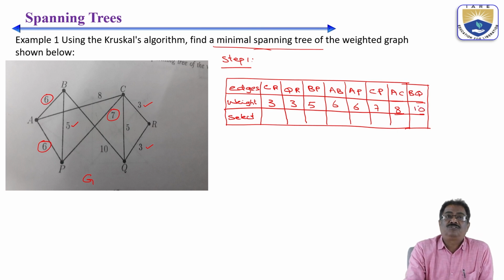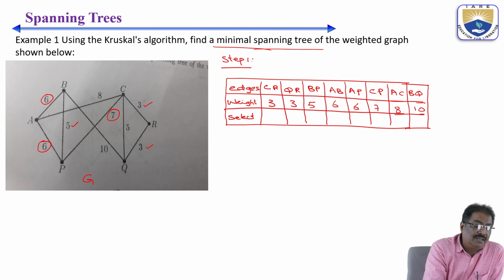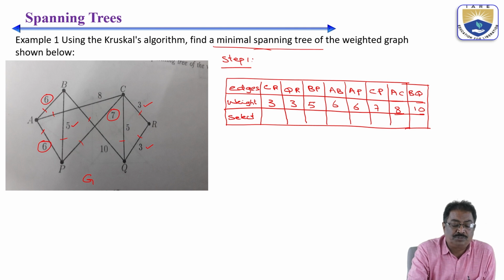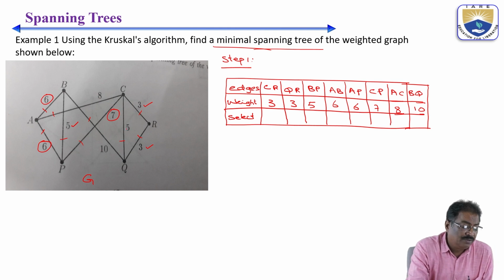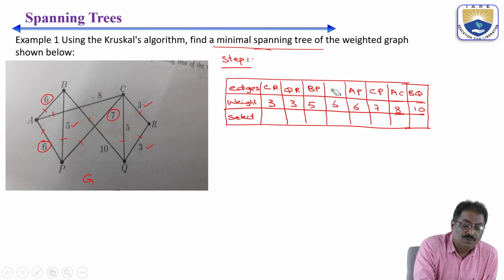So how many edges does it have? 1, 2, 3, 4, 5, 6, 7, 8. We only have 8 edges. See, one more is missing. One more 5 is there. CQ is not considered here. We have to write CQ, and the CQ weight is 5.